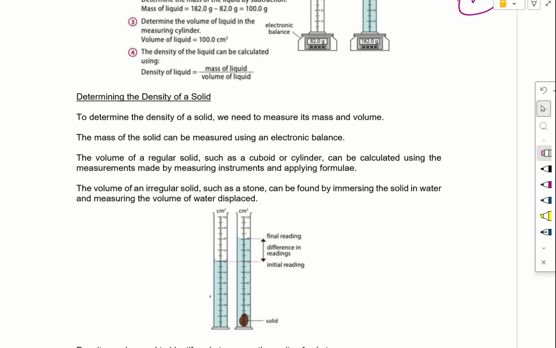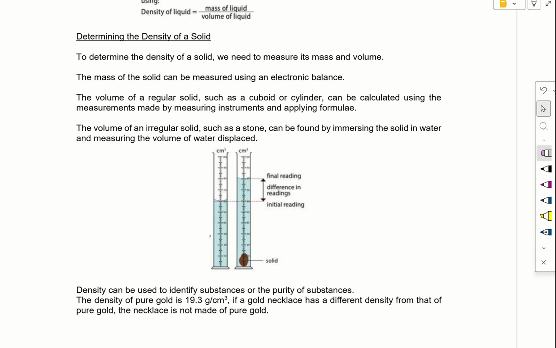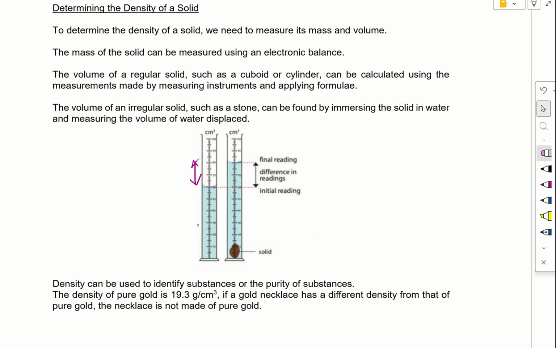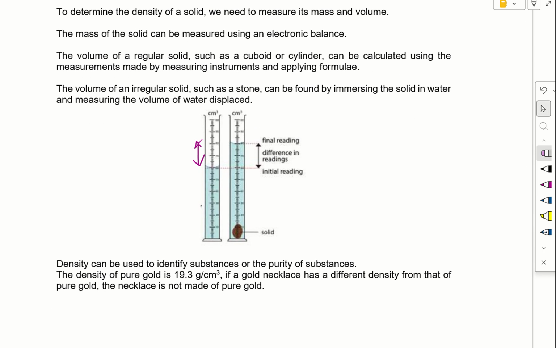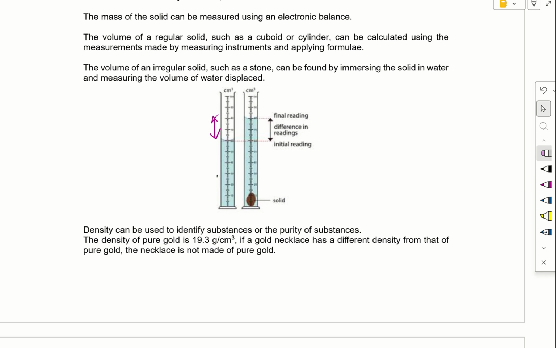How about the density of a solid? If it can fit into a measuring cylinder, fine, we can just drop it into the water and then read the difference in the volume of water that was displaced or pushed up. And after that, you can measure the mass of the solid using the electronic balance.